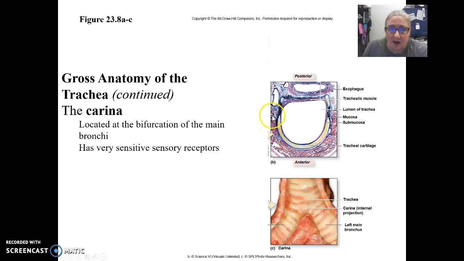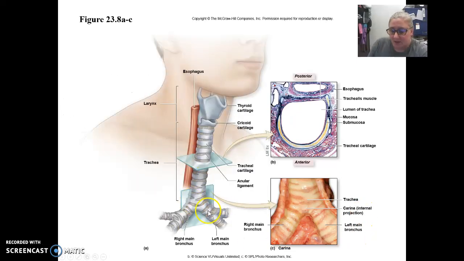The function of the cartilage is to protect the airway, keep the airway open. So you can see the tracheal cartilage here. And at the very end of the trachea, we have this region called the carina. This is where the trachea separates, and you end up having a left and a right bronchus moving outwards towards each of your lungs. So there's your left bronchus, there's your right bronchus moving into the left lung or the right lung.